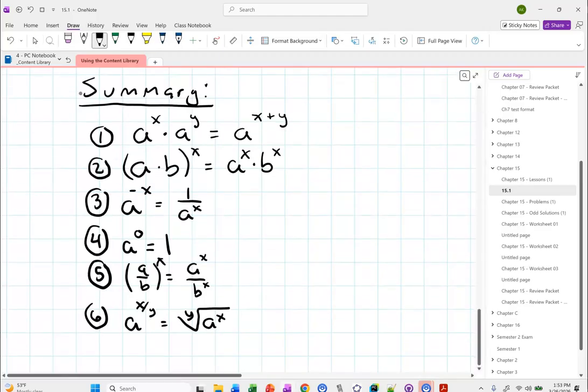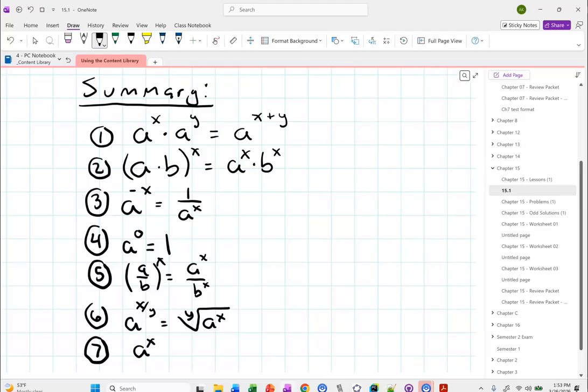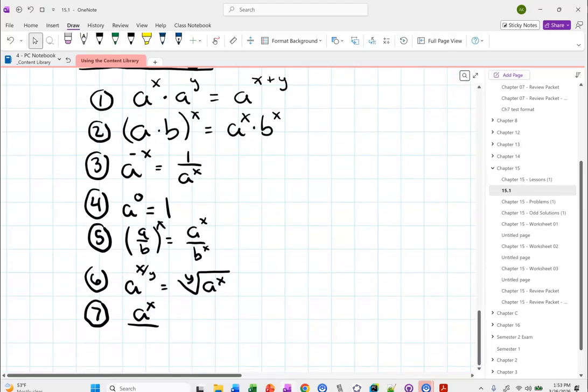I'm just summarizing the exponent rules that we just observed or recalled from our previous classes.